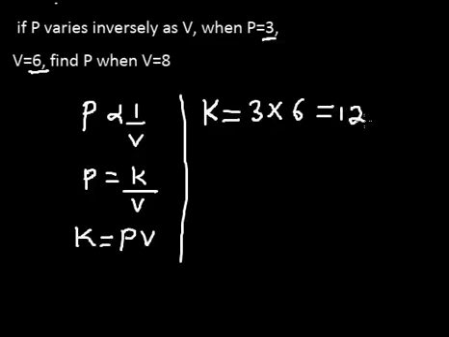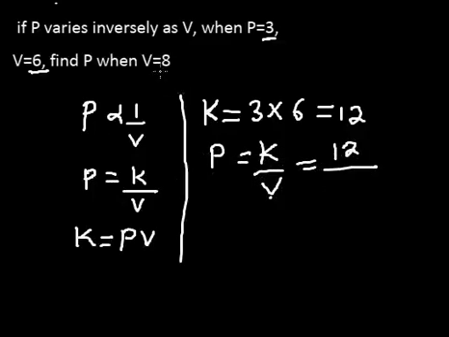Okay, so having got my k, I can now find what I'm looking for. The question is, find p when v is equal to 8. Remember, p, from the expression we had here, is k all over v. Having gotten k to be 12, and we are looking for p when v is equal to 8, p now becomes 12 over 8.